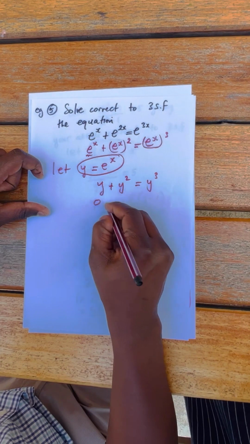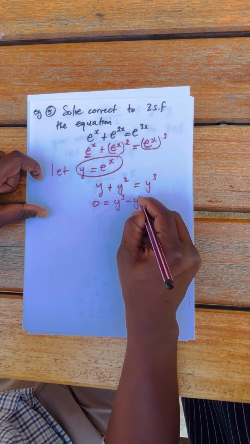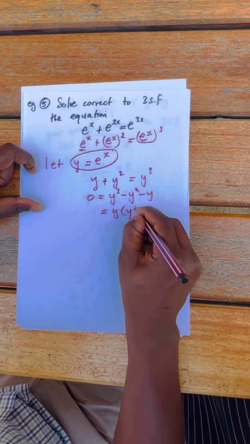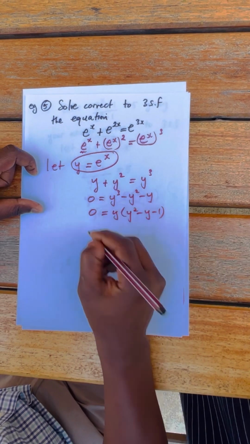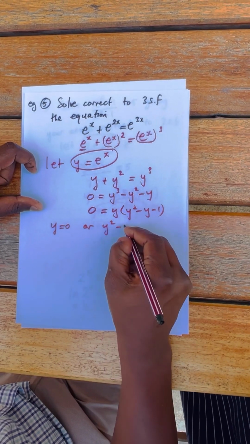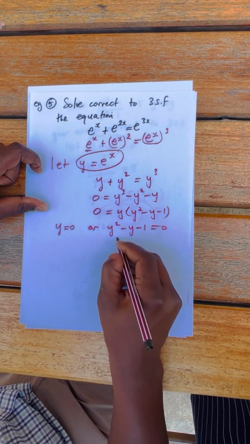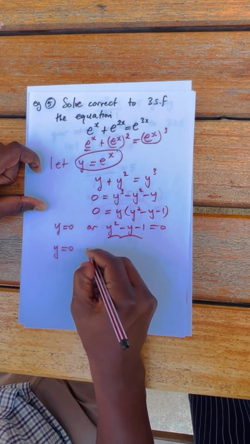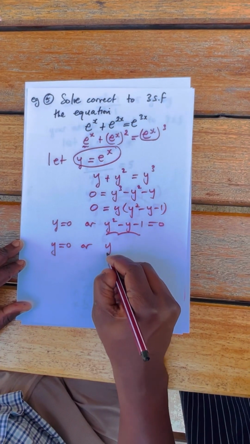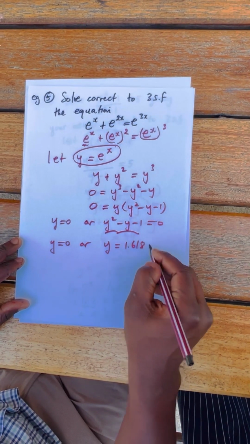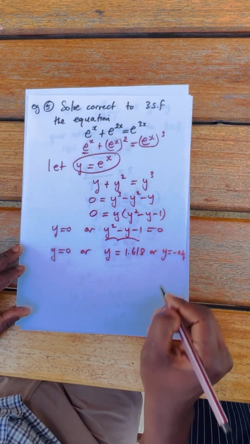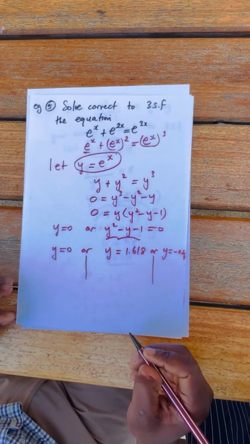I can bring all the terms to the other side. So y cubed minus y squared minus y equals 0. It's an equation I can factorize: y times (y squared minus y minus 1) equals 0. Now remember, we go either y is 0 or y squared minus y minus 1 is 0. This is quadratic. You can use the quadratic formula on it, and you get y equal 1.618 or y equal minus 0.618. So I break it down into these three here.